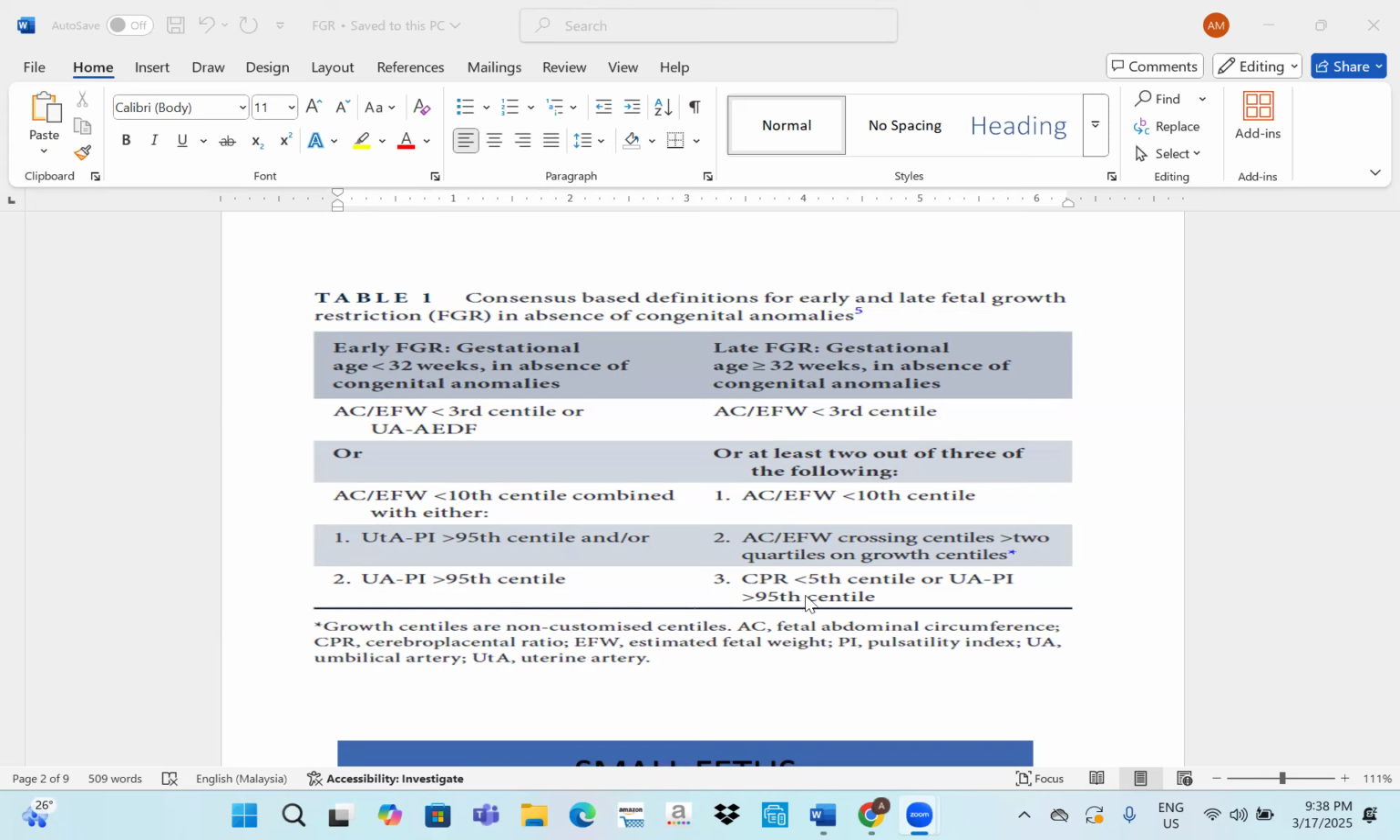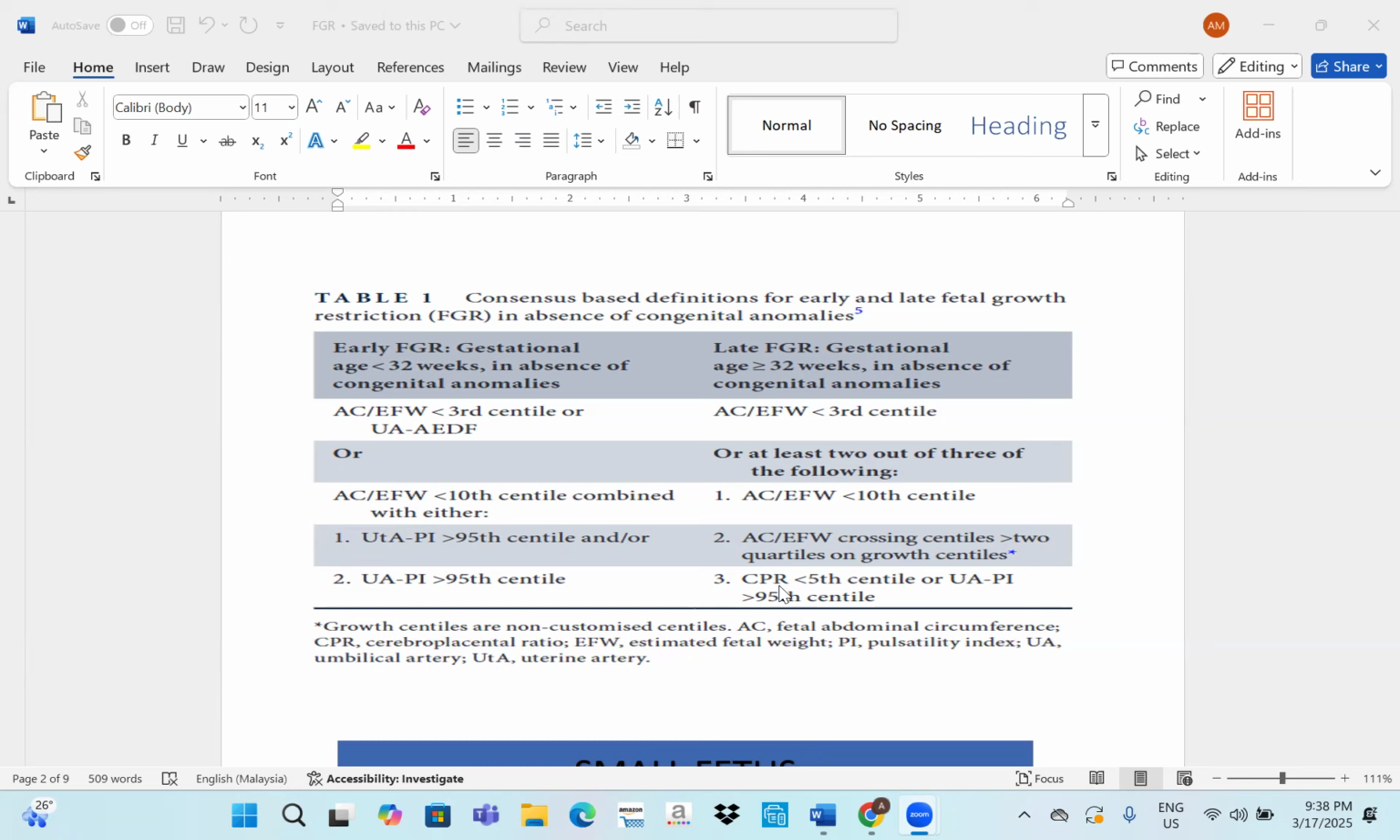Because for the cerebroplacental ratio, we also require the umbilical artery Doppler because it is the ratio between the middle cerebral artery Doppler, which I will explain in detail later on. But for the moment, you just remember this, that at least two of the three criteria should be present to label the patient after 32 weeks as a late onset FGR, because for late onset, if it is less than third centile, we are clear that it is FGR.